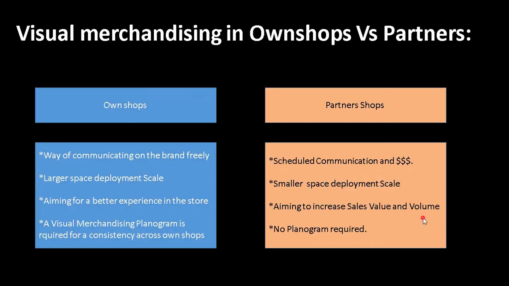Let's look at the difference of visual merchandising in our own shops versus partner shops. Well, when the shop belongs to us, we are free to communicate about our brand without any barriers. We have a large space to deploy any elements of merchandising, so we can brand the front of the store, we can brand the inside of the store, or we can put any type of furniture that can communicate about our product or brand. It's mainly aiming for a better experience in the store, and the visual merchandising planogram is definitely required to keep consistency across our shops, so the consumer can have the same look and feel in any of our shops at the national level.